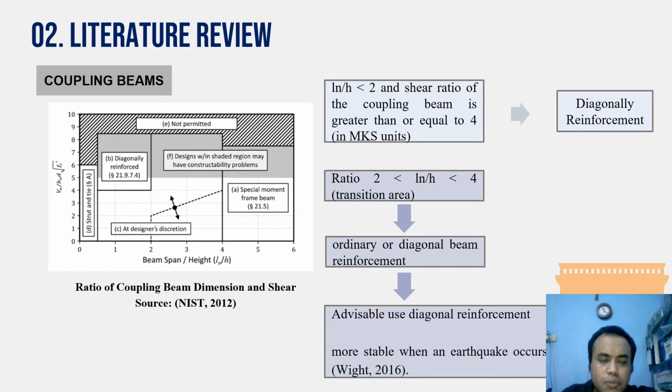The next slide is literature review. According to the code, a coupling beam with a length per height ratio less than 2 and a shear ratio greater than or equal to 4 must use diagonal reinforcement. And for a length per height ratio between 2 and 4, you can use regular or diagonal longitudinal reinforcement, but it is recommended to use diagonal because it is more stable.